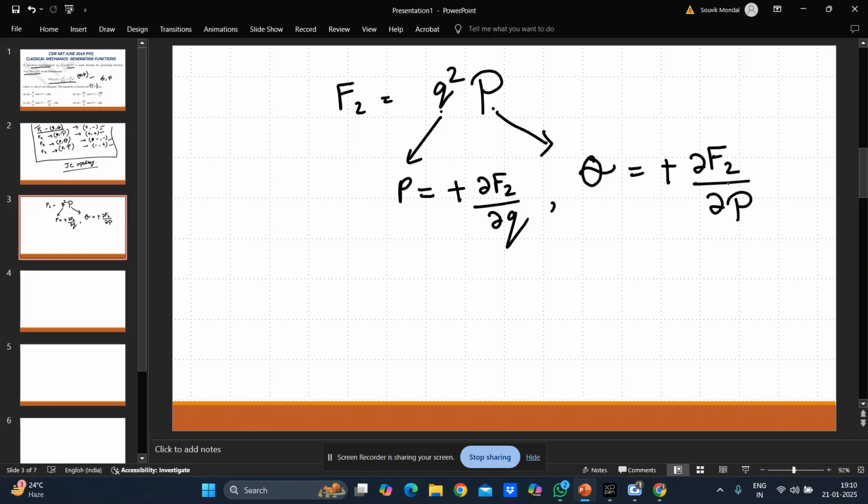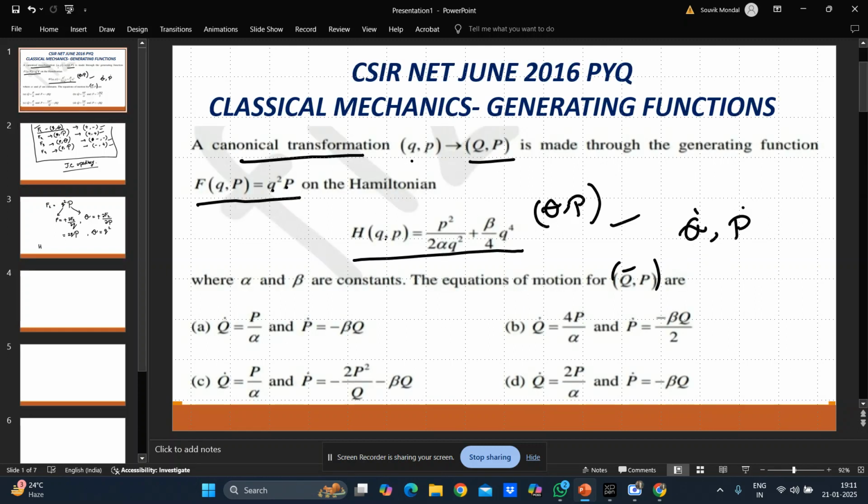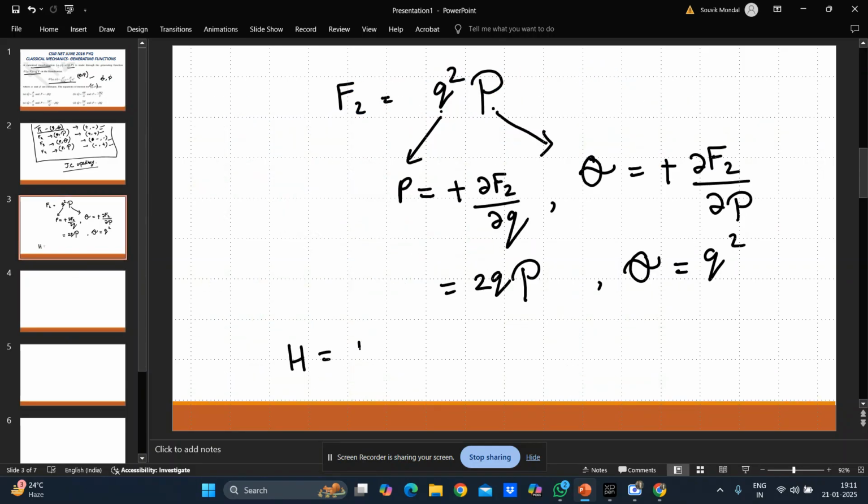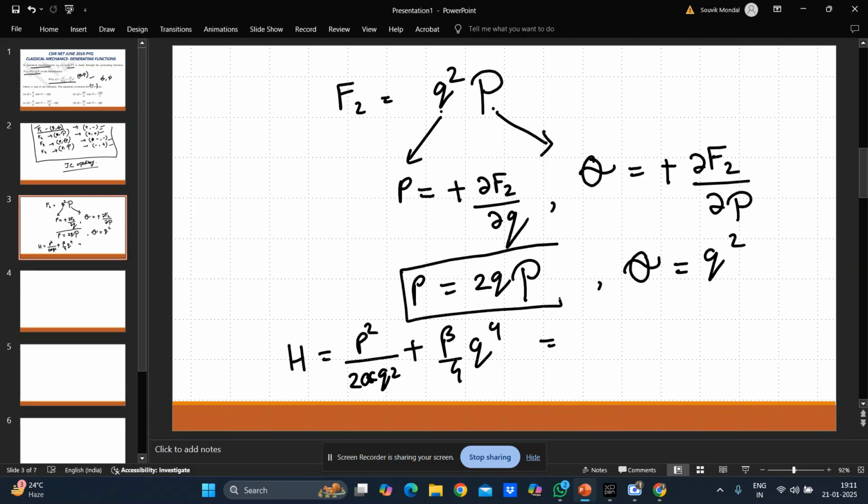Now you are done. There is nothing more to do. So small p is 2q capital P, and capital Q is equal to q square. Now, what is your Hamiltonian? Let's look at the Hamiltonian. The Hamiltonian is small p square by 2 alpha q square plus beta by 4 capital Q to the power 4. Small p is 2q into capital P.